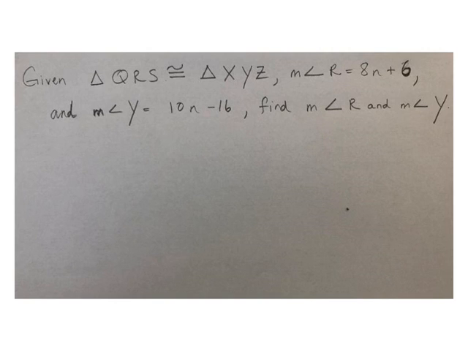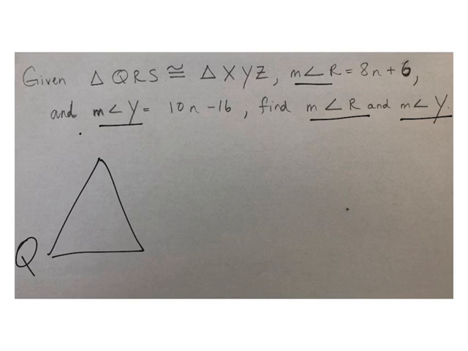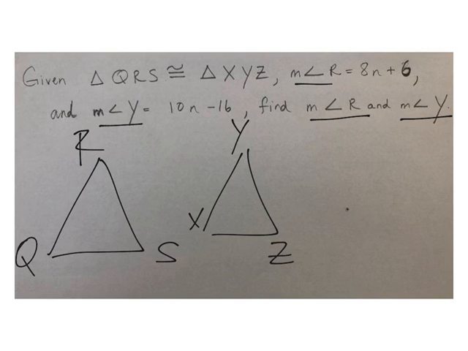We're given triangle QRS is congruent to triangle XYZ. The measure of angle R and the measure of angle Y are given. We need to find the measure of angle R and the measure of angle Y after we solve for n, it seems like. But before I go any further, I always want to make sure that we're drawing these triangles. So let's do QRS. The first order doesn't matter, but the second one absolutely does. This is XYZ. They're the same size, I just drew them a little bit so I can fit them in here.